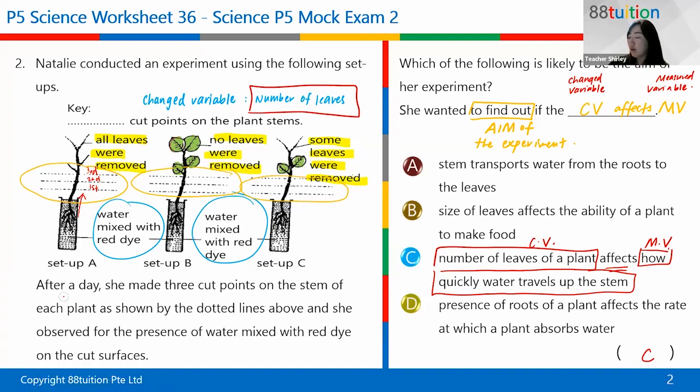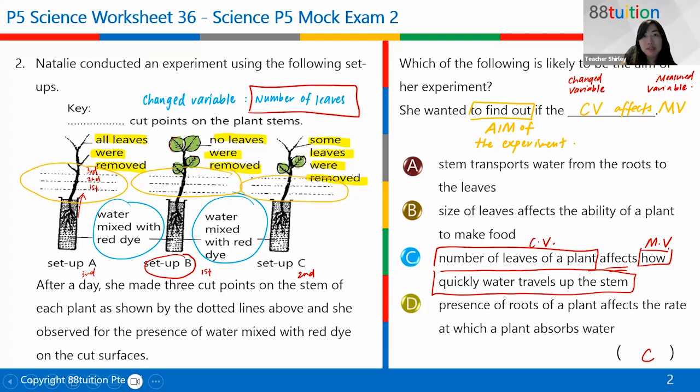So by right, if I were to make a prediction, if I were to come up with a hypothesis, I will say that the plant in setup B allowed the water to travel up the fastest, because there are so many leaves, which means that the water loss will be fast. And when water loss is fast, it allows the water to travel up faster. So setup B will be first, setup C second, and setup A third, because there are no leaves to pull it up. So it's quite hard for the water to go up, maybe only through the stem.